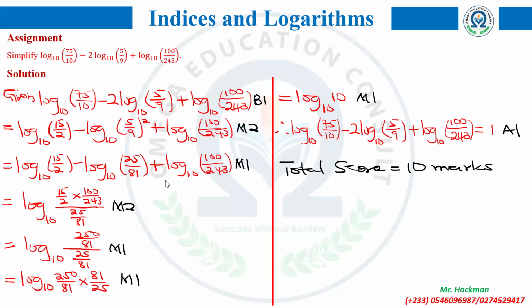This has a coefficient of positive 1, and this also has a coefficient of positive 1. So these two numbers that I'm taking log of with the positive coefficients will occupy the numerator, and they will multiply in the numerator. So you are going to get this one times this occupying the numerator. Over your denominator will be occupied by the number with the negative coefficient, and that's this 25 over 81, which now becomes the denominator of the fraction. So if you do that, that will give you m2.